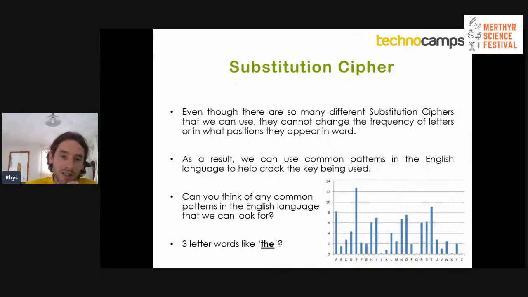Now, a couple of people have already mentioned stuff like looking for common letters. So can you think of any common patterns or nuances of our language that we could look for when trying to decrypt messages? Okay, so if we saw a ciphertext, and we know that the language of the plain text is English, what patterns might we look for to help us figure out what it says?